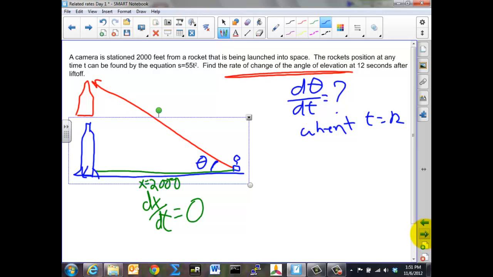When it first takes off, I don't expect to have to move the camera much. I'm just taking the picture. The further up it goes, the more I'm going to have to move the camera up, okay? So we don't expect this to be the same number all the time.